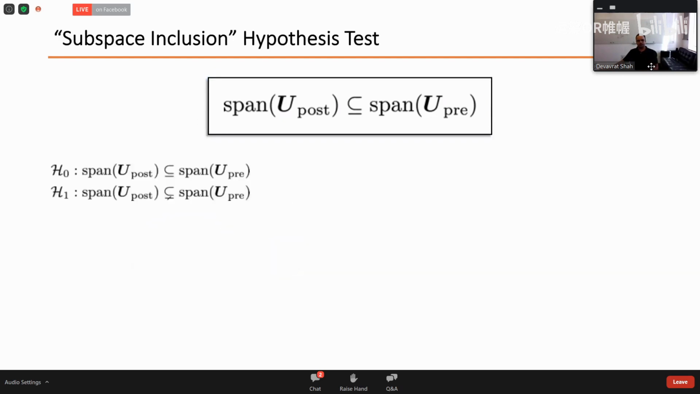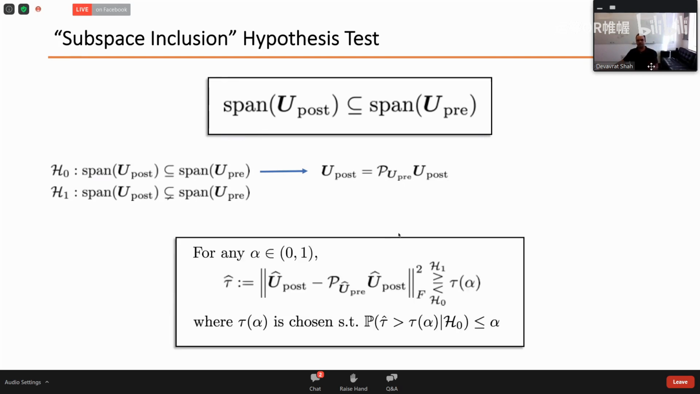Okay, as I mentioned a second back, this enables us a very clean hypothesis test. In particular, this condition implies that if I take my U post and then project it on the space of the singular vectors obtained from pre-intervention, then I should still retain it. Of course, I don't know this exactly, but I can approximately estimate it. So this gives me a test statistic. And for this test statistic, we can find out explicitly what this threshold should look like for a given confidence level alpha.